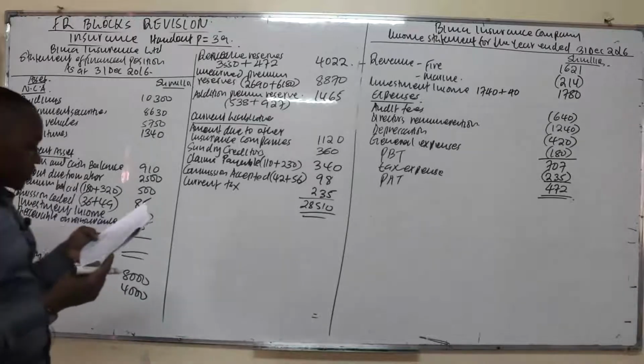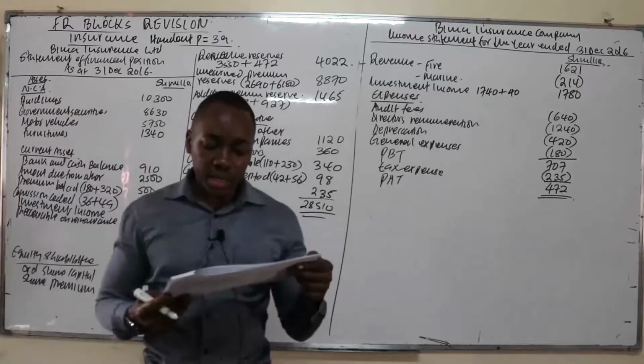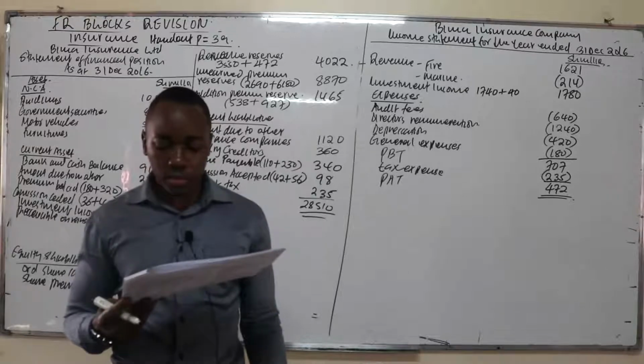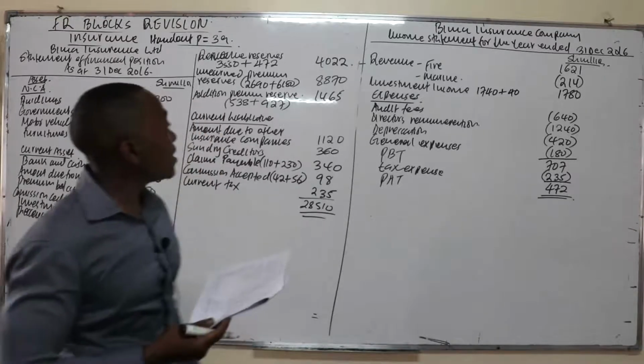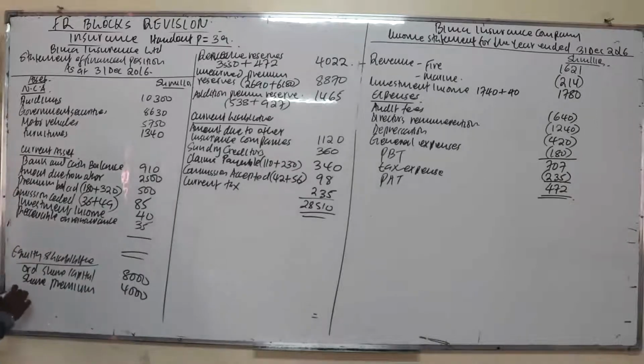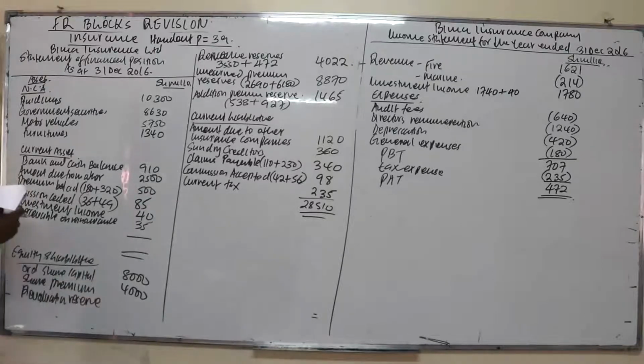So premium, so we have that cash, direct commission paid, management. We also had revaluation reserve. We have not captured that. Revaluation reserve. And how much was the revaluation reserve? We had a revaluation reserve for 4,000.